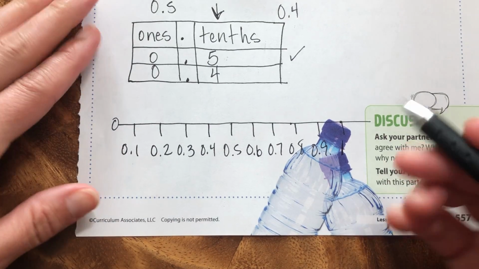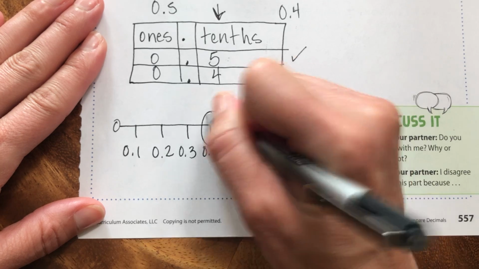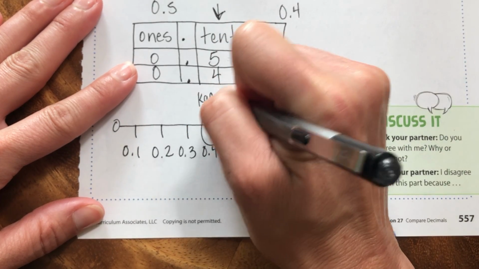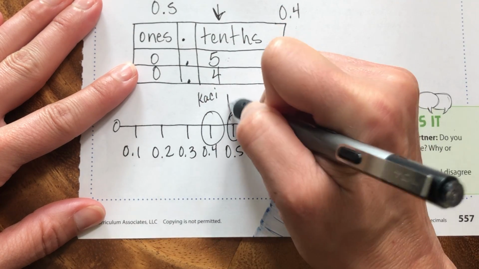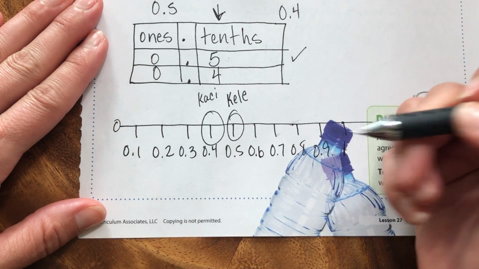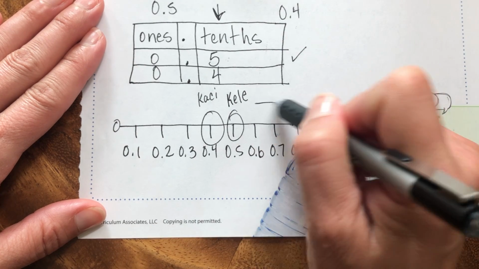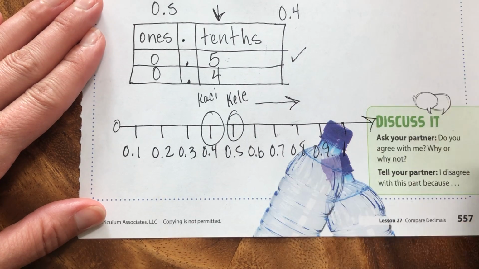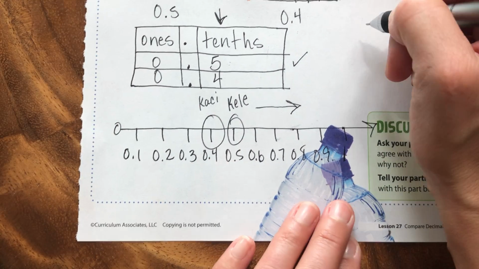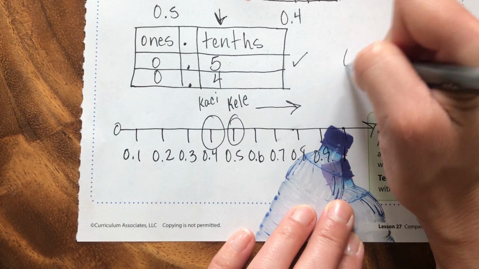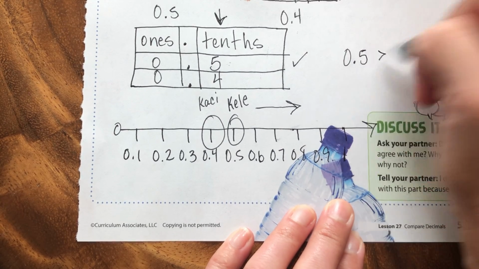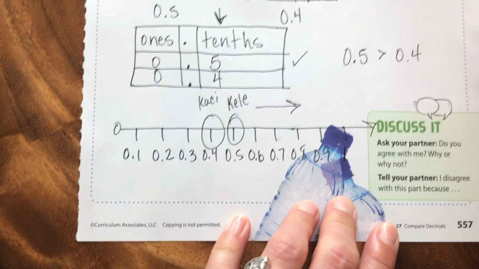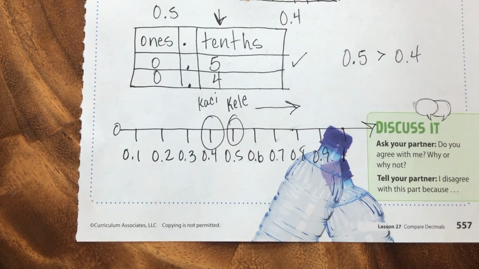So if I plot these, at 4/10 right here, this is Casey, and then at 5/10 I have Kelly. So I know right here, because this number is greater to the right on my number line, that Kelly is, again, the greater number. So when I write out that comparison, just like other comparisons, I'm going to go ahead and do my greater than sign, because 5/10 is greater than 4/10.